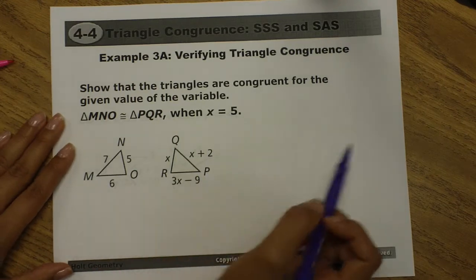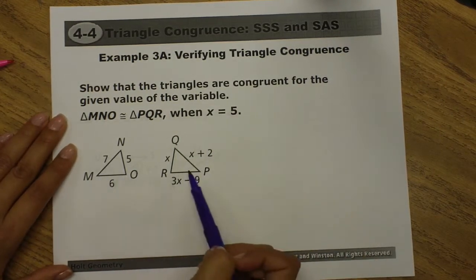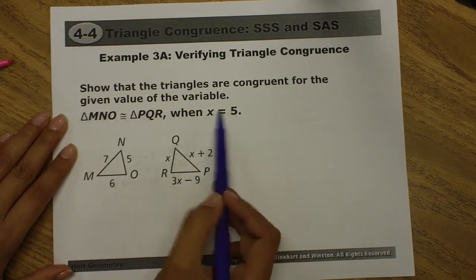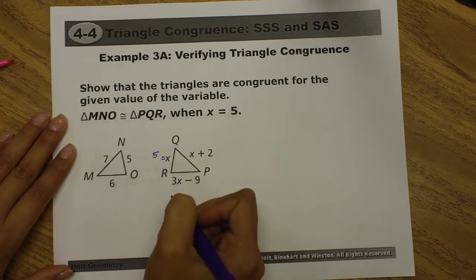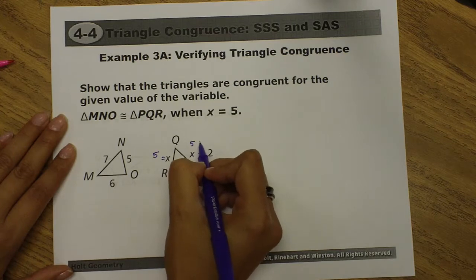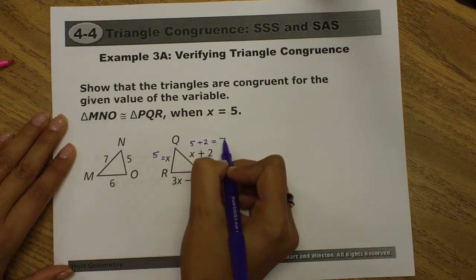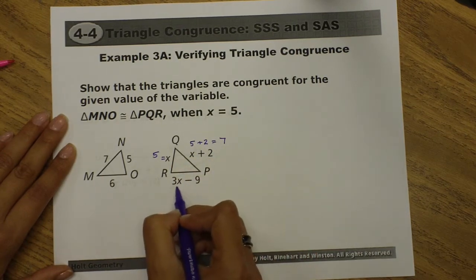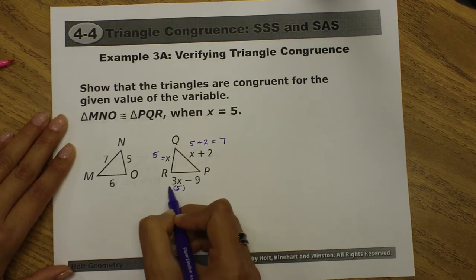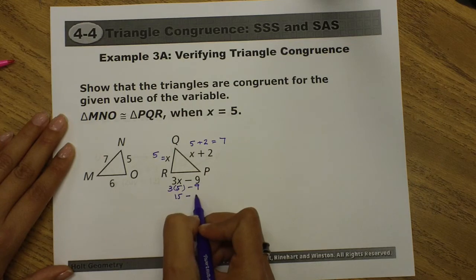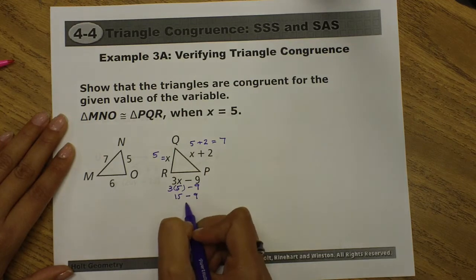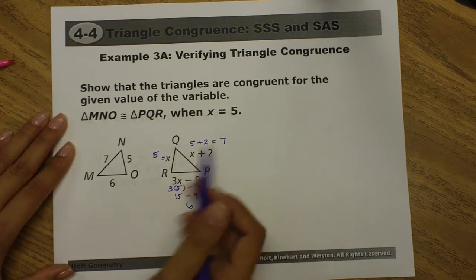Okay, we need to show that these two triangles are congruent and they give us the value of x. X is 5. So I'm going to substitute the number 5 in there for that x. That was easy. If I substitute the value of 5 in here, I get 7. And then if I substitute the value of 5 in here, 3 times 5 gives me 15. 15 minus the 9 gives me 6.